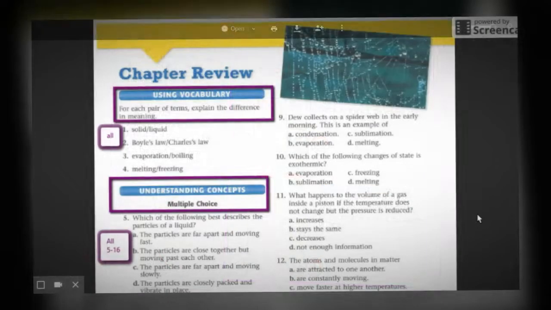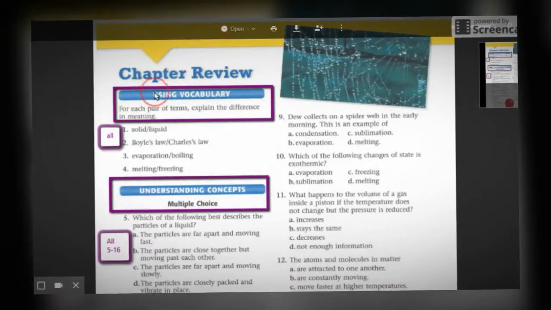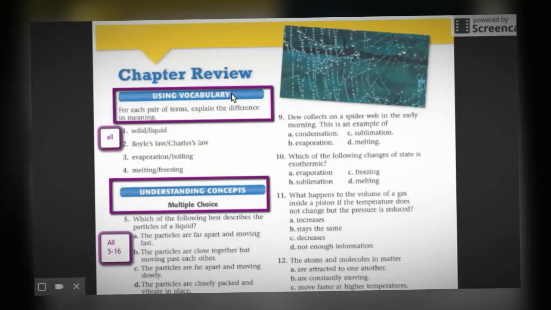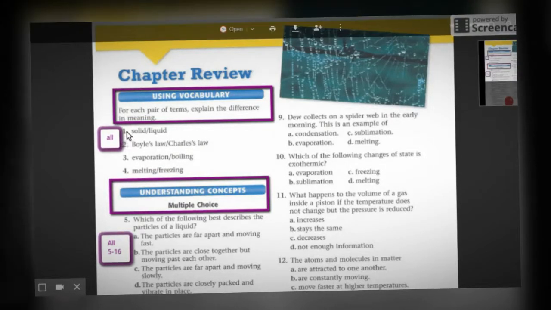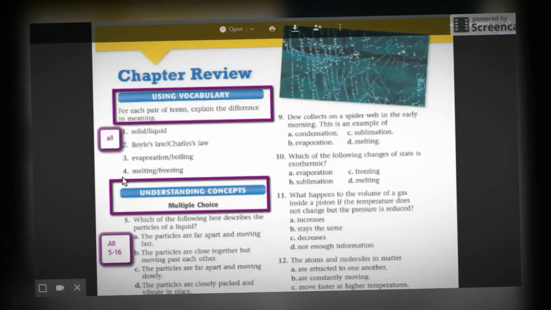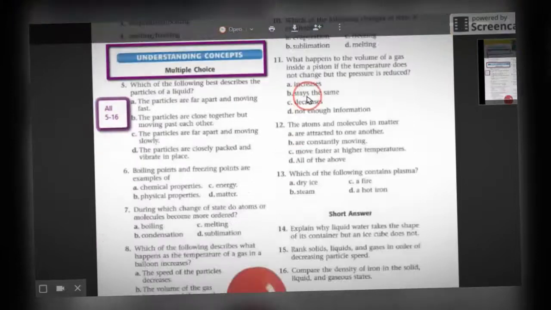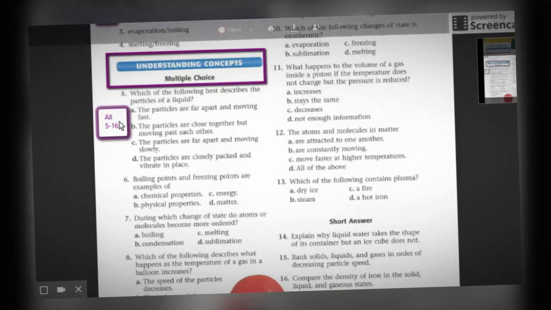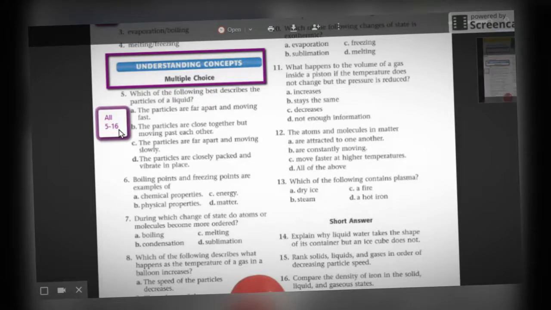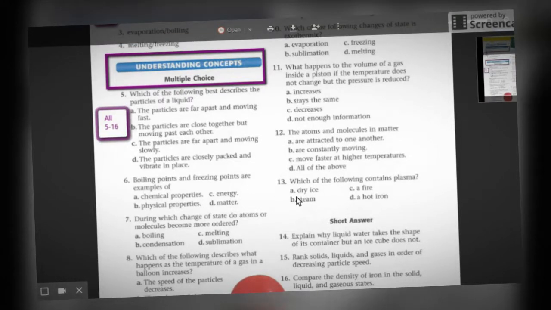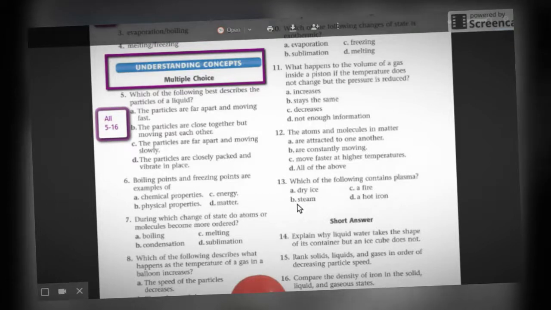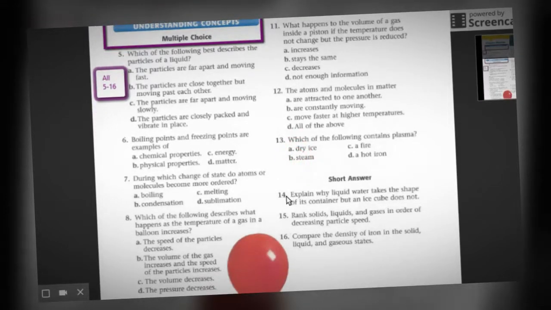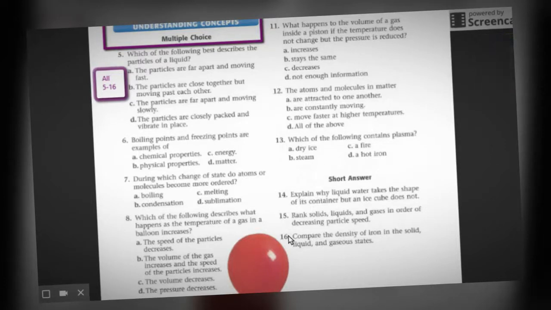It's your turn to practice what you've learned. You will start with using vocabulary. For each pair of terms, explain the difference in meaning. You will be doing numbers 1 through 4. Then, you will be doing understanding concepts, numbers 5 through 16. For numbers 5 through 13, you may write A, B, C, or D as your answer. For numbers 14, 15, and 16, please write a complete sentence.